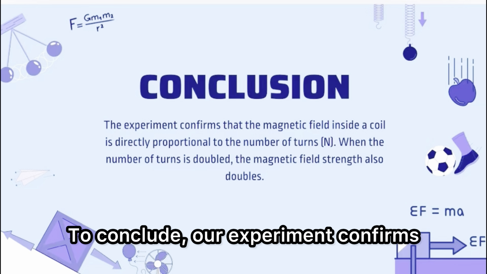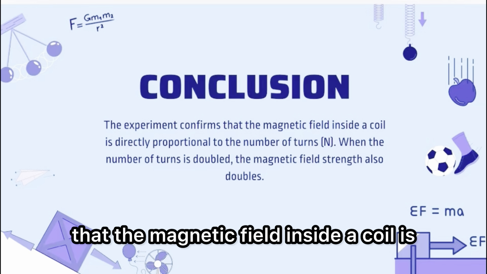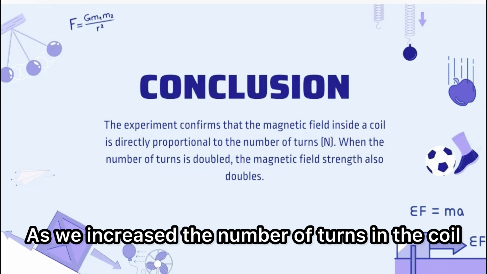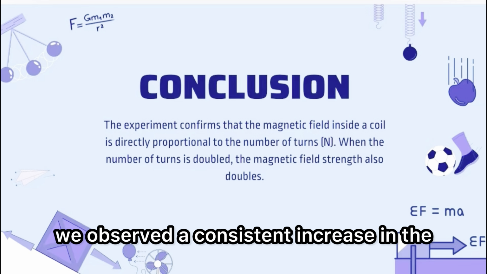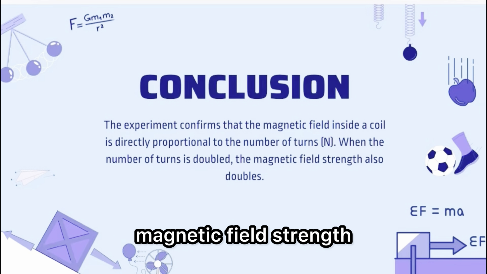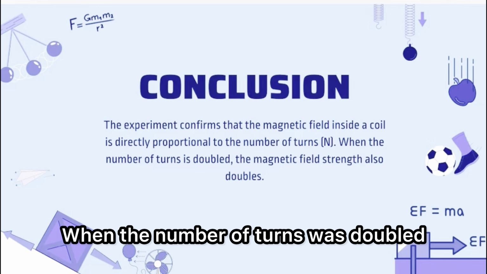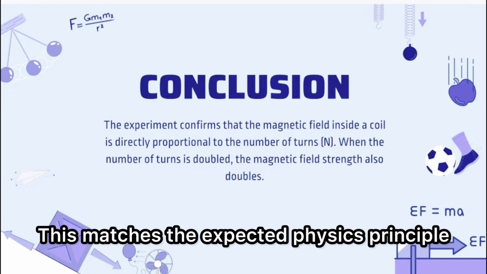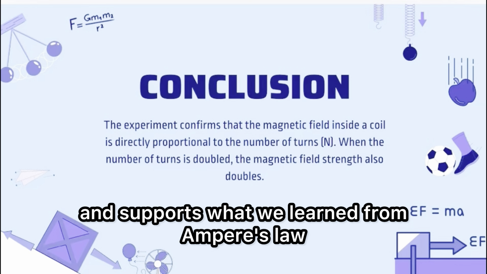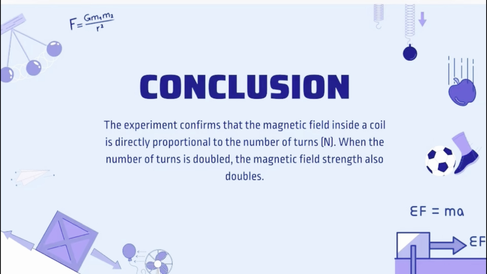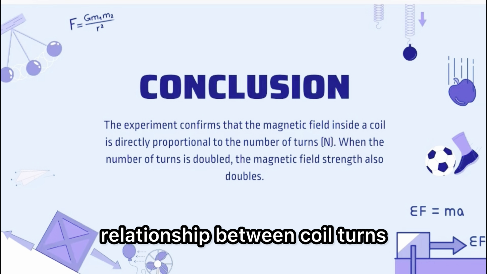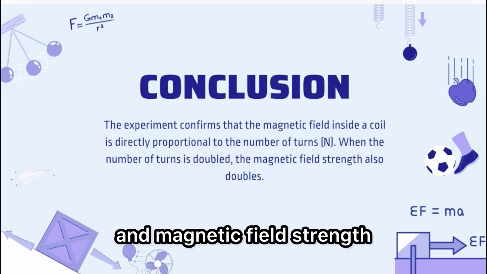To conclude, our experiment confirms that the magnetic field inside a coil is directly proportional to the number of turns. As we increase the number of turns in the coil, we observed a consistent increase in the magnetic field strength. When the number of turns was doubled, the magnetic field also approximately doubled. This matches the expected physics principle and supports what we learned from Ampere's law. Overall, our results were consistent and showed a clear pattern, confirming the relationship between coil turns and magnetic field strength.